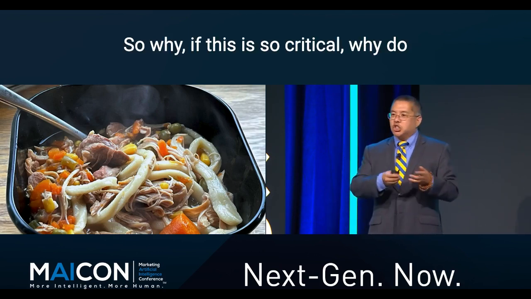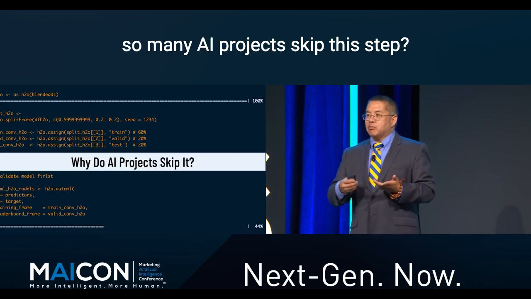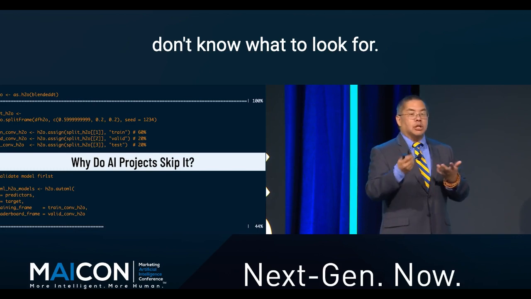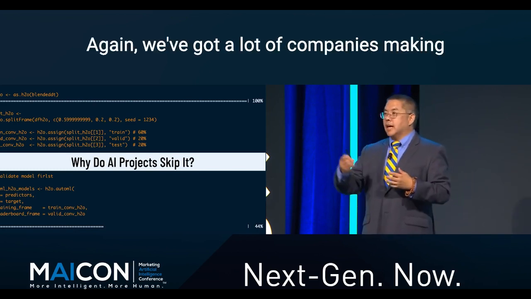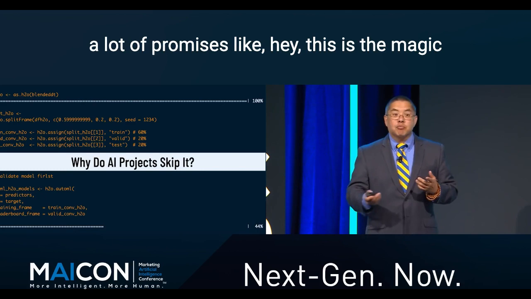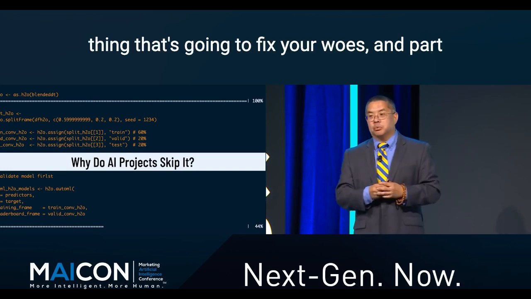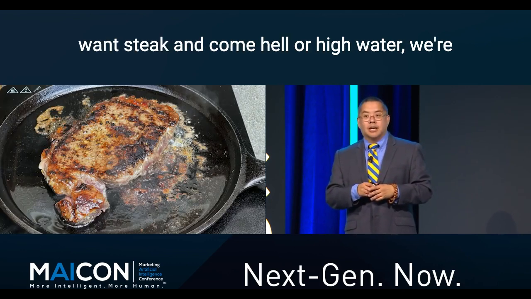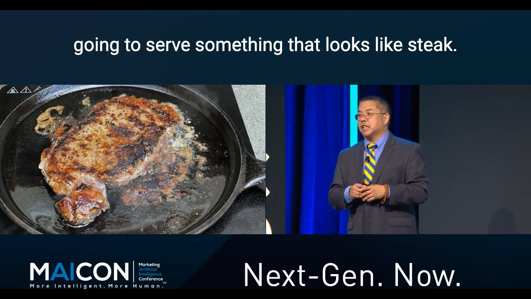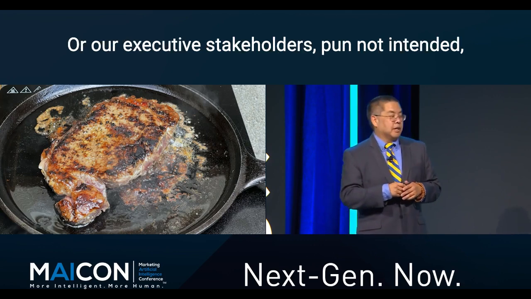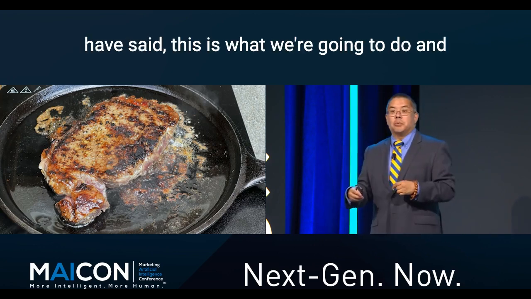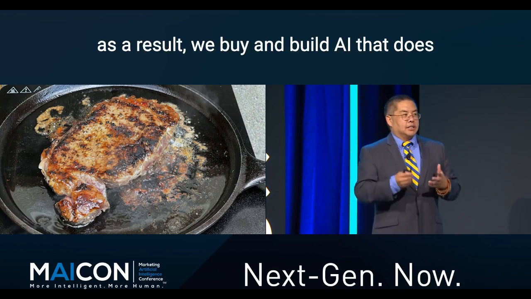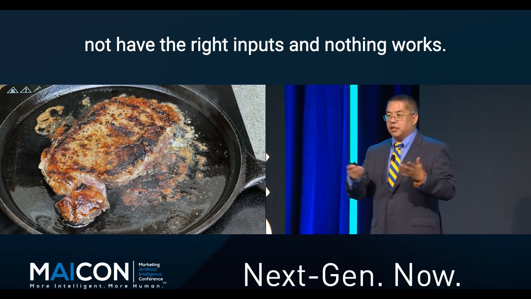So why, if this is so critical, do so many AI projects skip this step? Part of it's governance. People don't have data or they don't know what to look for. Part of it's vendor integration. Again, we've got a lot of companies making a lot of promises, like, hey, this is the magic thing that's going to fix your woes. And part of it's our fault, because we've decided we want steak. And come hell or high water, we're going to serve something that looks like steak. Or our executive stakeholders, pun not intended, have said this is what we're going to do. And as a result, we buy and build AI that does not have the right inputs, and nothing works.